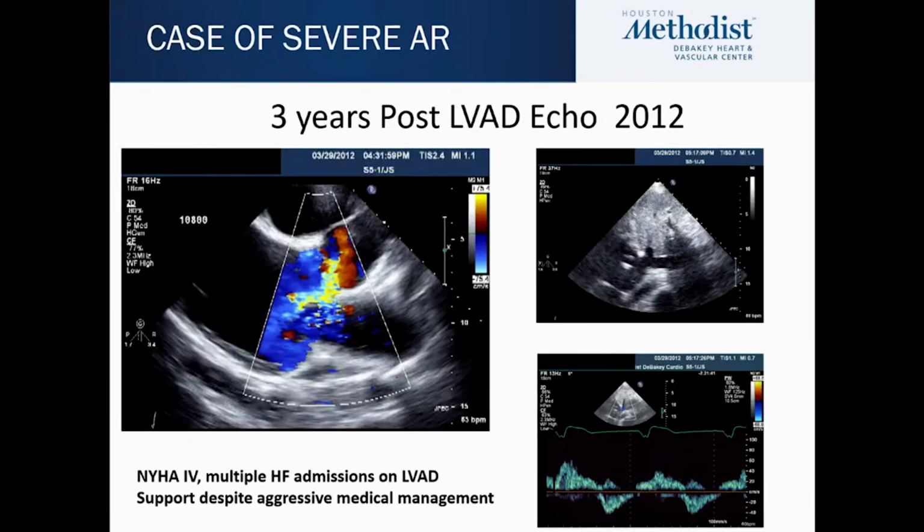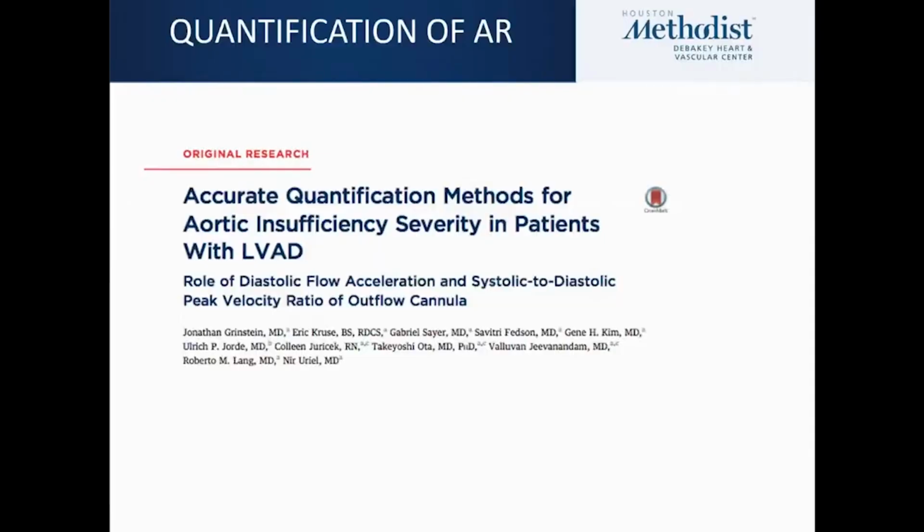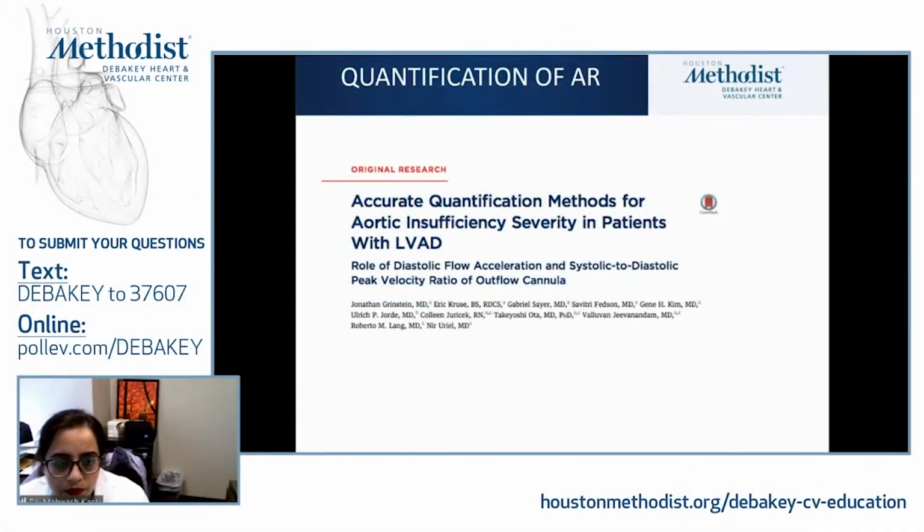This is somebody who has, again, severe aortic regurgitation and came in with NYHA class 4. As you can see here, there's a lot of color flow, and this patient clearly had severe aortic regurgitation. Again, determination of mild and moderate is harder, but severe, maybe with clinical context, could be considered worth fixing.